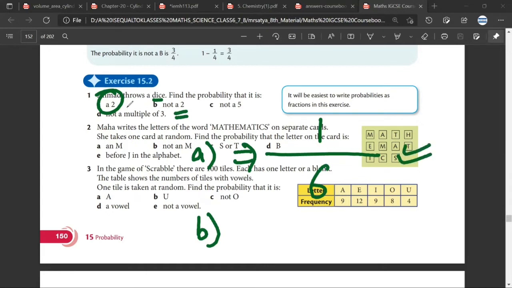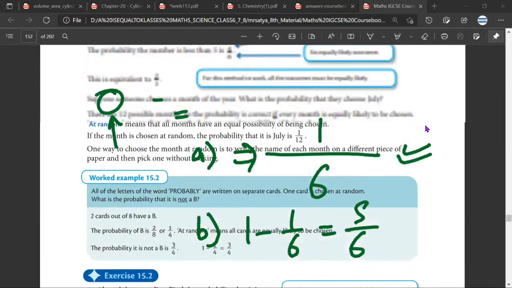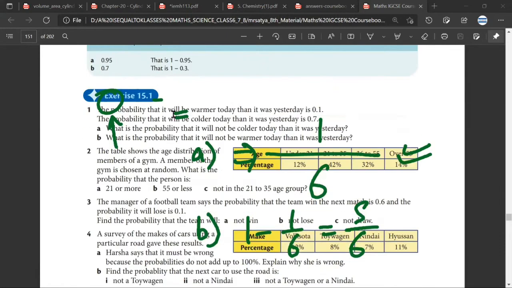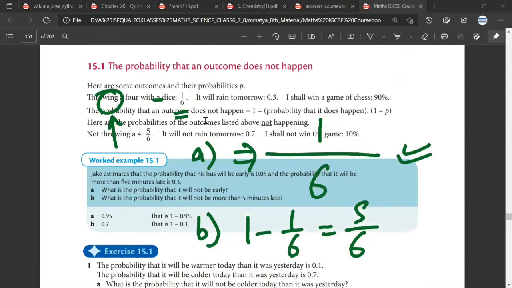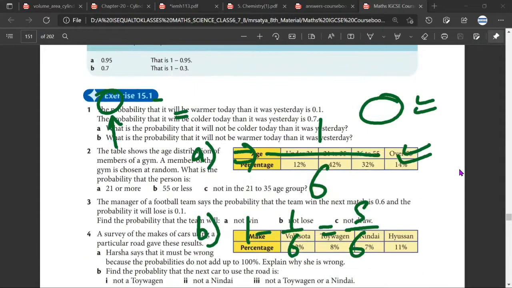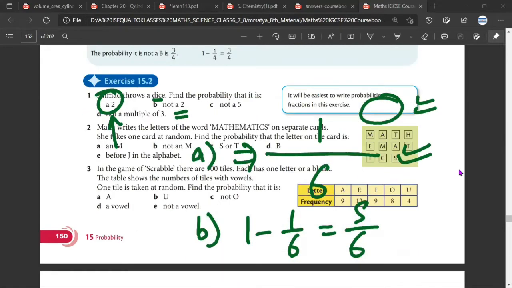If 1/6 is what I want, then 1 minus 1/6 would be the probability of what I do not want. Mr. Satya, in exercise 15.1, do you remember we did this simple formula? Yes, sir. That if the probability of what I want is P, then the probability of what I do not want is 1 minus P. Any doubt still? No doubts. So, if the probability of getting a 2 is 1/6, then the probability of not getting a 2 would be 1 minus 1/6. Okay. So these questions are related. Yeah, absolutely. Everything is related.